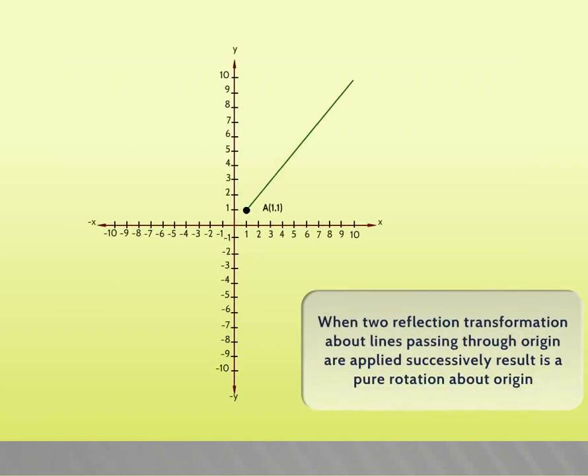When two reflection transformations about lines passing through origin are applied successively, the result is a pure rotation about origin.